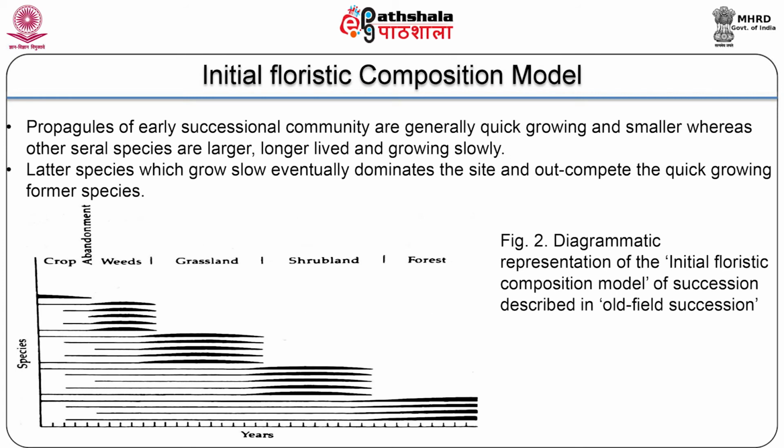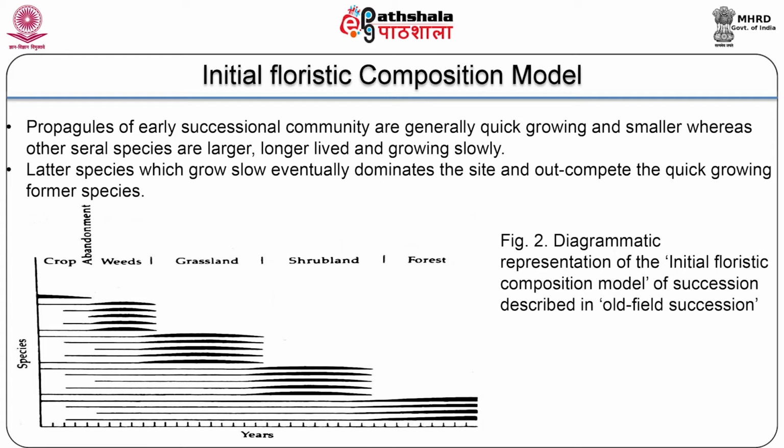Initial floristic composition model. As per this model, course of succession in many situations is governed by chance and differential longevity of the plants, and thus in some way it is not predictable. Propagules of most species, that is all the pioneer species, many of the serial species and some of the climax species are present initially on site. Life history characteristics and competitive interactions will decide which species become dominant.